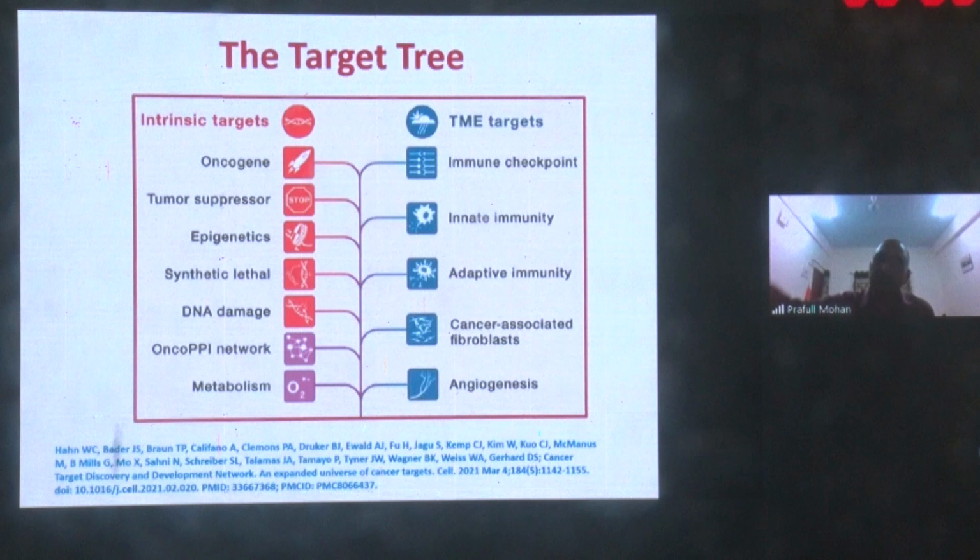Onto the right hand side, tumor microenvironment targets: immune checkpoints we have talked about, adaptive immunity and innate immunity. So basically, T cell adaptive immunity is something which is already in the works, already approved, highly personalized. And of course, cancer-associated fibroblasts I talked about. Angiogenesis, a lot of work has already happened. Bevacizumab was an old drug, a lot of work is still going on.